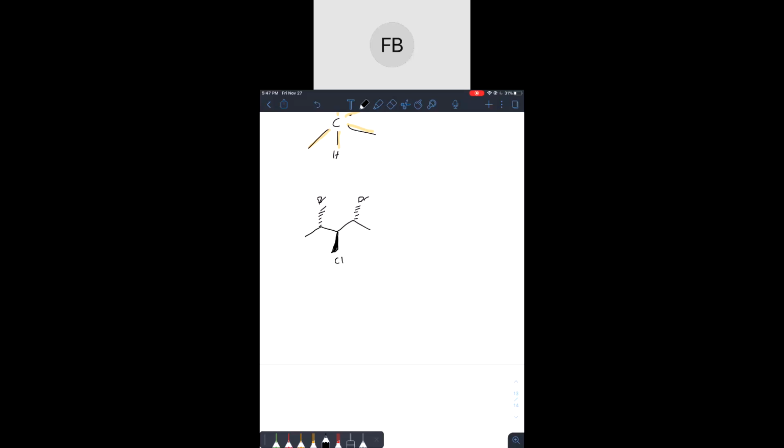So the first thing you have to figure out is how many chiral carbons there are. There's only two chiral carbons, one here and one here. So you take 2 to the n, where n is the number of chiral carbons. That would be 2 to the 2. And in this case, we're going to subtract 1 because it's a meso compound. If you look at it, first of all, we see a plane of symmetry there.